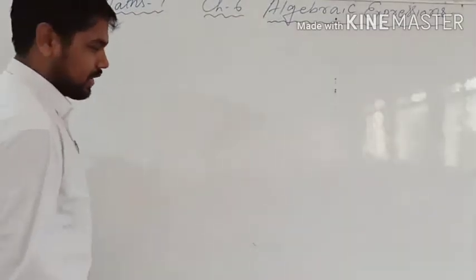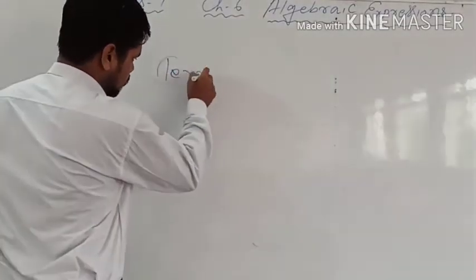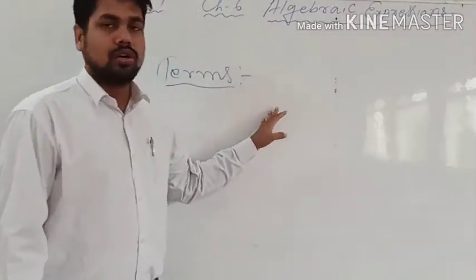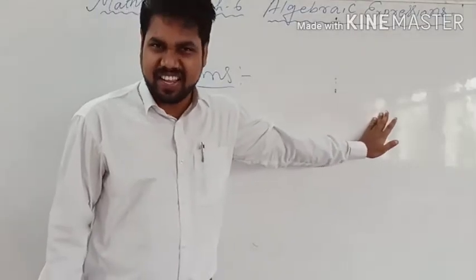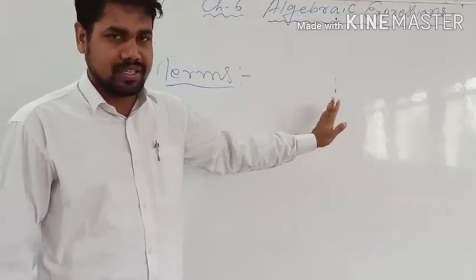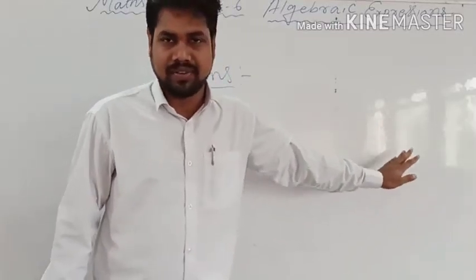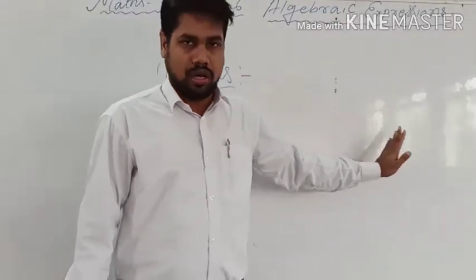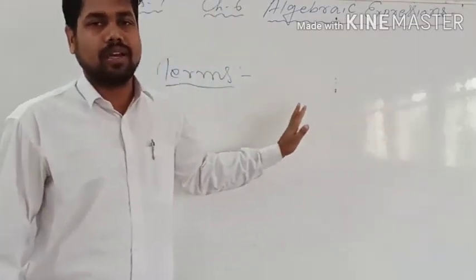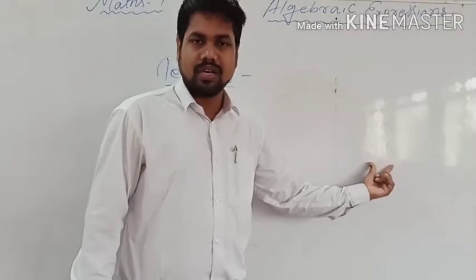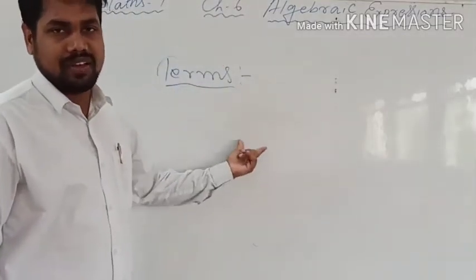Okay, now terms of an algebraic expression. What are called terms of an algebraic expression? They show the different parts of an algebraic expression. Suppose one algebraic expression is given with some basic operations: addition, multiplication, division, subtraction. When you separate all of those, the individual numbers or terms are called the terms of an algebraic expression.